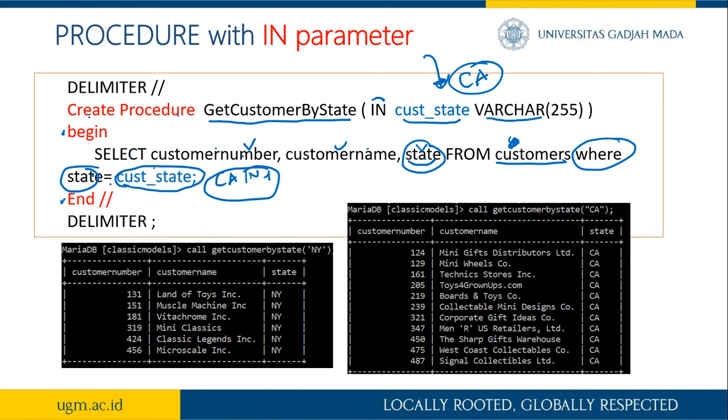And then change the delimiter. The result is like this. When I type NY for New York, I use call get customer by state, and then I type NY, and it will get the result of all the customers from New York. When I type in CA as my argument, that will be passed into the parameter customer state here. CA will be passed into customer state and then used as the condition here. Then I will get the result of all the customers from CA.